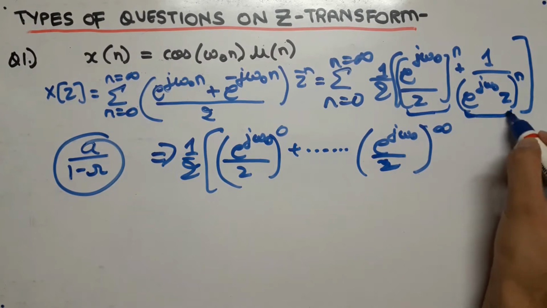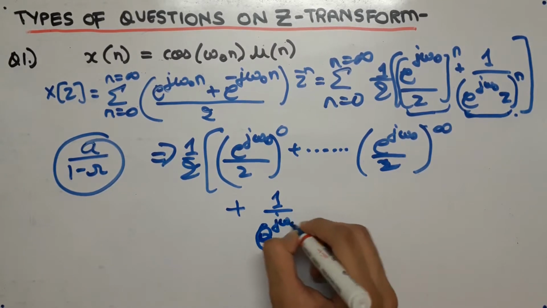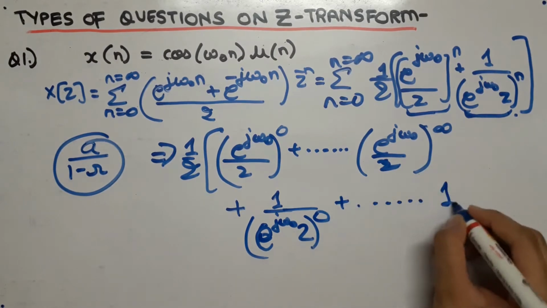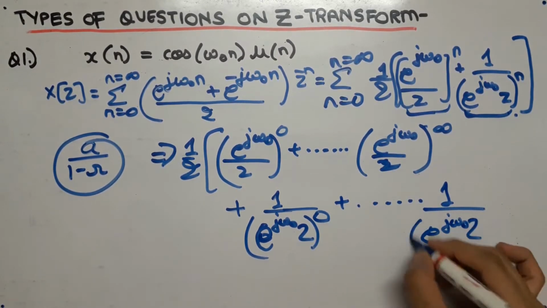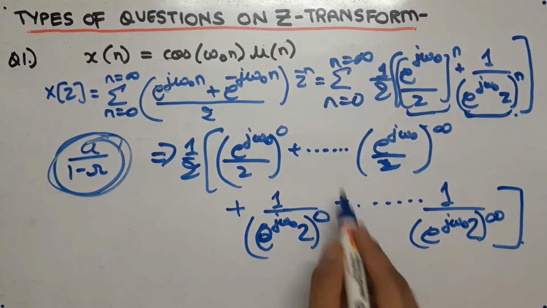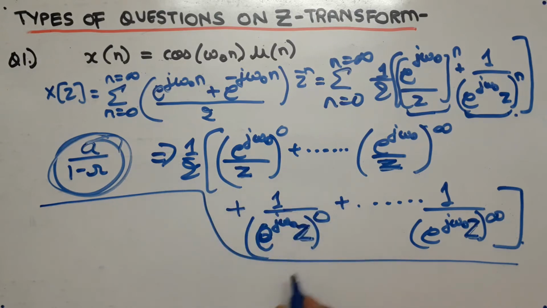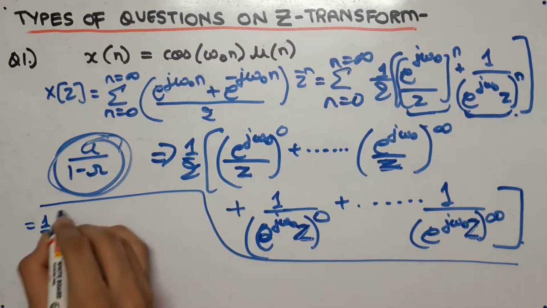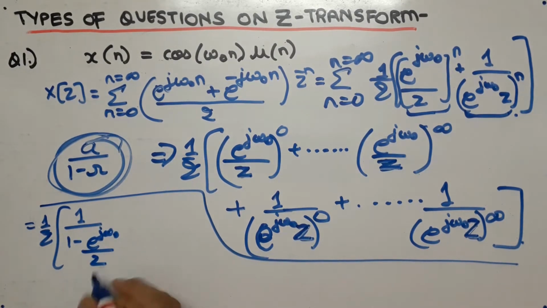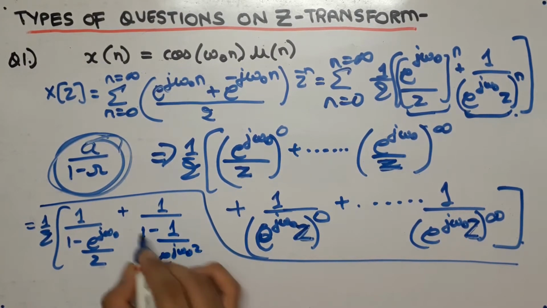Now we are going to write for the other part, that is, we will get (1/(e^(j omega naught) z))^0, which will also extend till (1/(e^(j omega naught) z))^infinity. Now guys, we are going to apply this formula in these two equations. On applying this formula, you will get half into 1/(1 - e^(j omega naught)/z) plus 1/(1 - 1/(e^(j omega naught) z)).